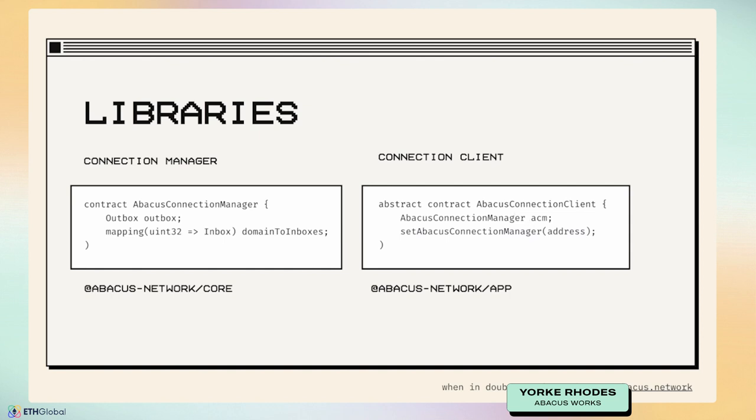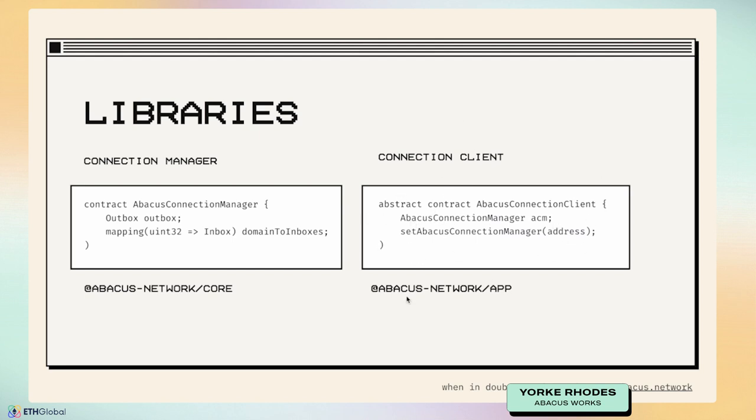The Abacus Connection Client is just a simple wrapper around this manager that keeps track of a manager address state variable, and allows your contracts to conveniently dispatch messages to the outbox and permission message delivery via some only-inbox modifiers. And there's what should be a familiar OpenZeppelin ownable owner access control included in this abstract contract for modifying the Abacus Connection Manager address in storage.